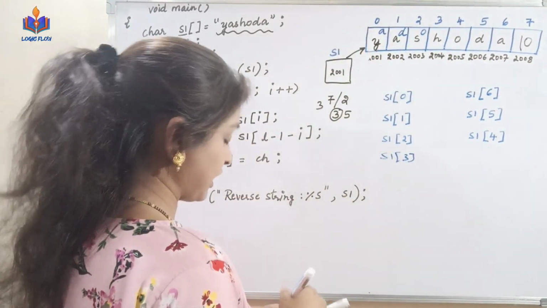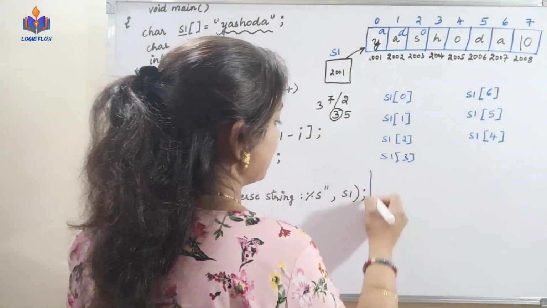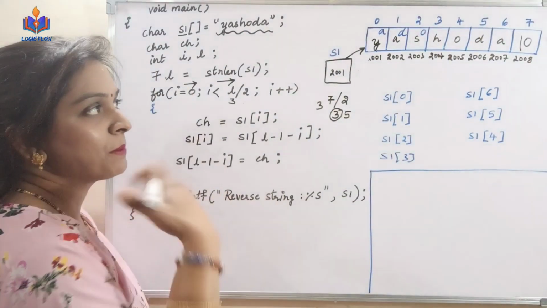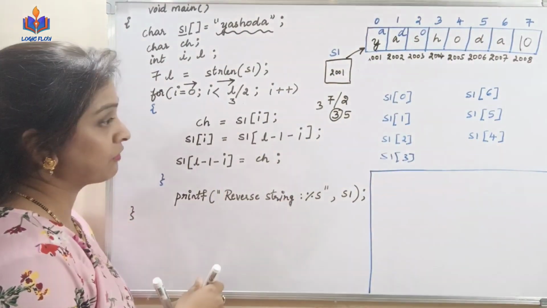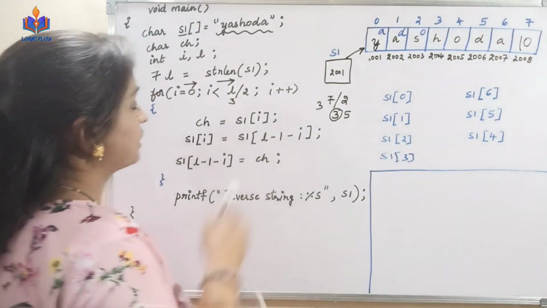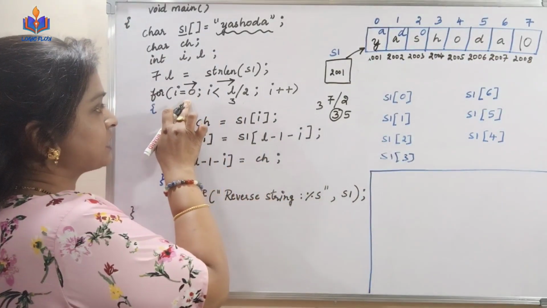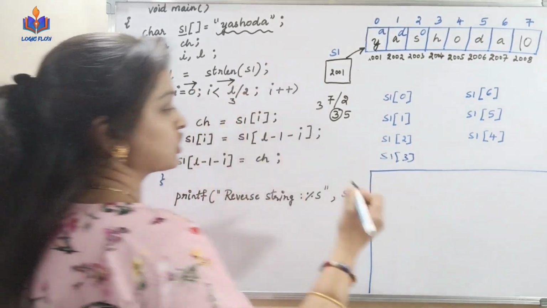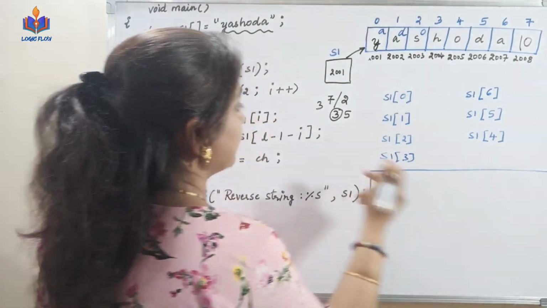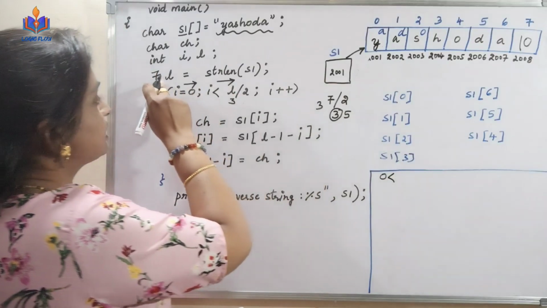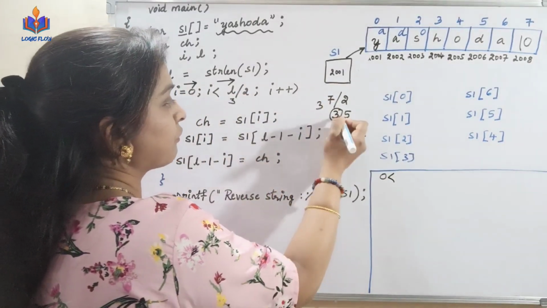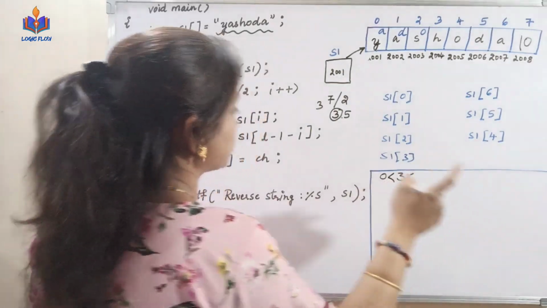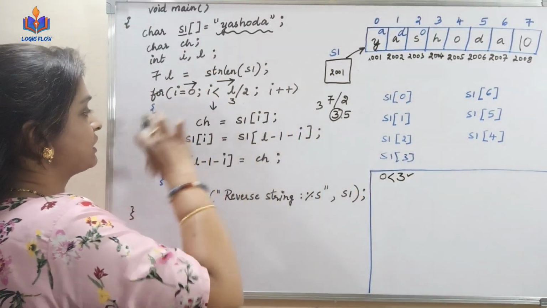Let me write the iterations, then you can understand easily. So in this process, how we are doing the swapping of the characters one by one, that we need to see now. So it is I equal to 0, initialization first. Initialization will be done once. Then check the condition. 0 less than length divided by 2. Length is 7. 7 by 2 it is 3.5. It will take the whole part, so it is 3. 0 less than 3, yes, condition true. Then get inside and execute this complete block.